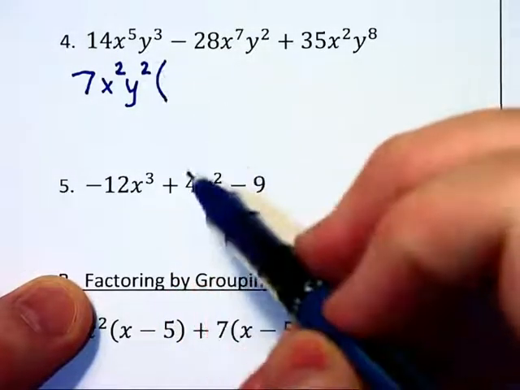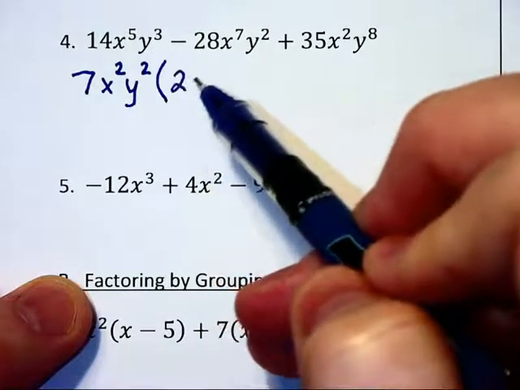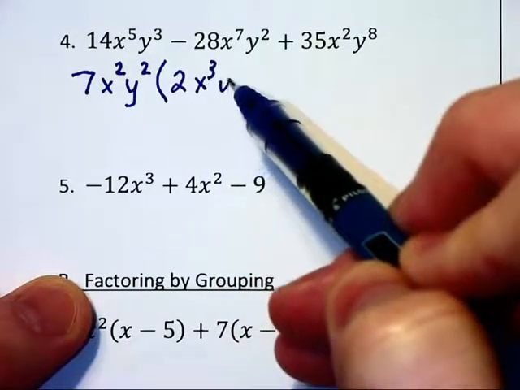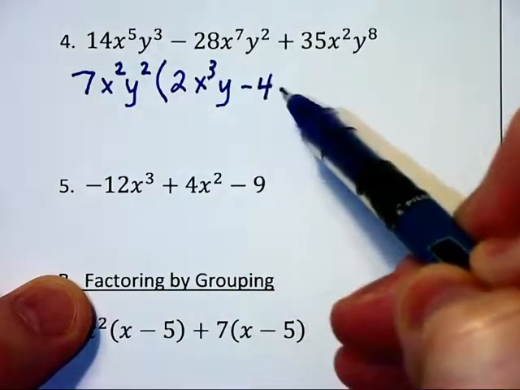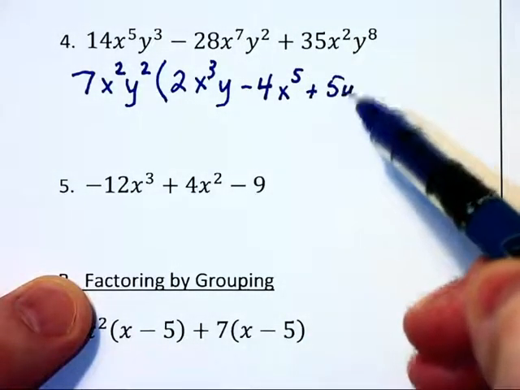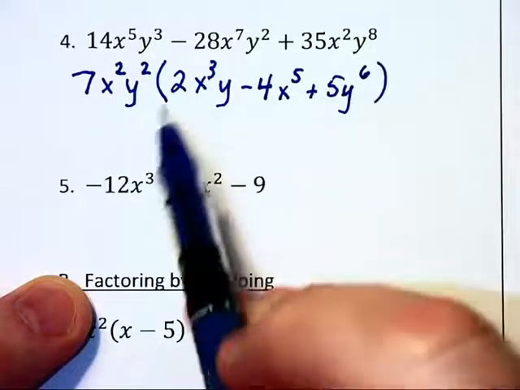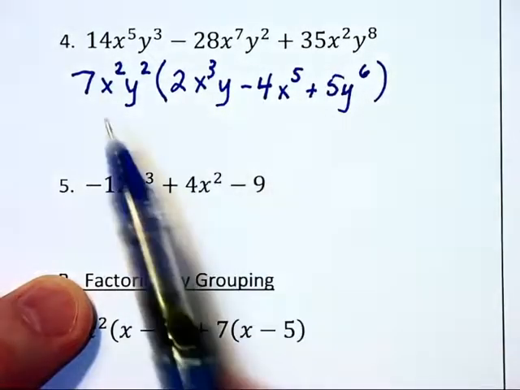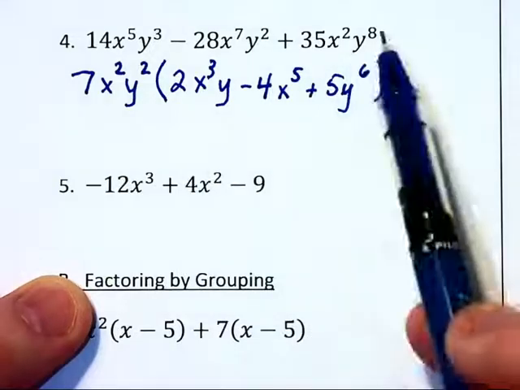Dividing it out of each term, we are going to have 2x to the 3rd y minus 4x to the 5th plus 5y to the 6th. Now I divided each of the coefficients by 7, and I subtracted 2 from each of the exponents in getting to my solution.